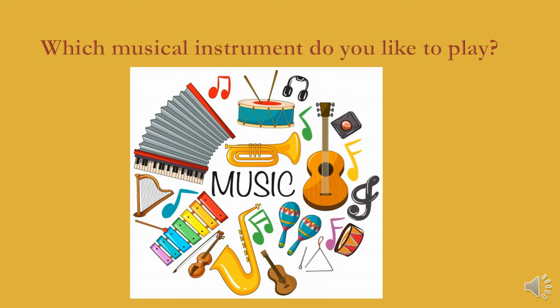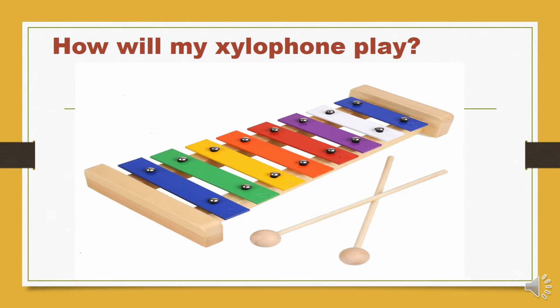Now, I am going to tell about the instrument which I like to play. I like to play xylophone because it gives many sounds. Now let's see how my xylophone will play. Silently, vibrantly, softly, gently, melodiously, sweetly, loudly, noisily. Wow, interesting.